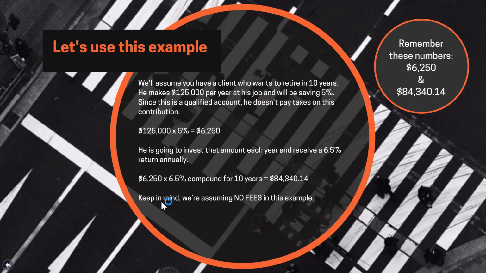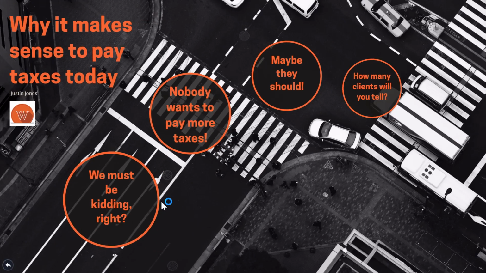If he invests that every year, he's going to have $84,340. I want you to remember that number as we go through here. And keep in mind, there is no assumption of fees in this example, right? We're just looking at how much you put in and what the straight rate of return would be. No fees assumed in this example.